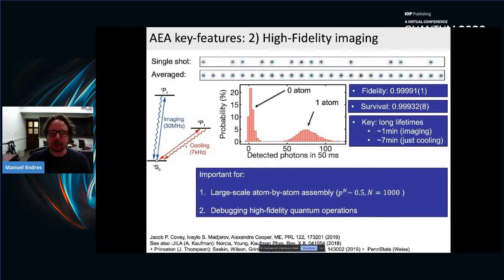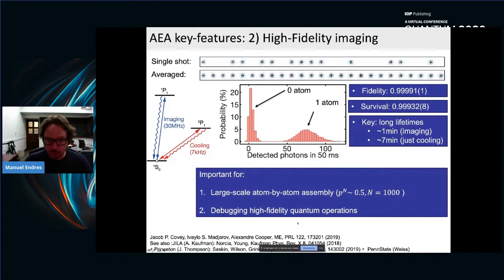And these numbers are important now for large-scale atom-by-atom assembly. In particular, again, this is exponential in P, where P is the single atom rearrangement fidelity, and one element of P is basically the product of these two numbers. So I need these numbers high in order to actually do this rearrangement successfully. And now, in terms of just the imaging and survival fidelity, you could imagine really pushing this large-scale atom-by-atom assembly to thousands of atoms with a reasonable overall success probability. And it's one of the goals of the upcoming work. At the same time, having high imaging fidelity is also important for debugging quantum operations.